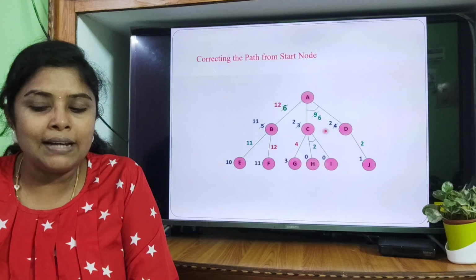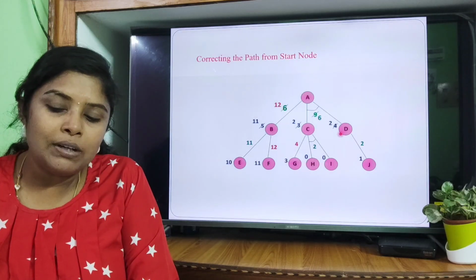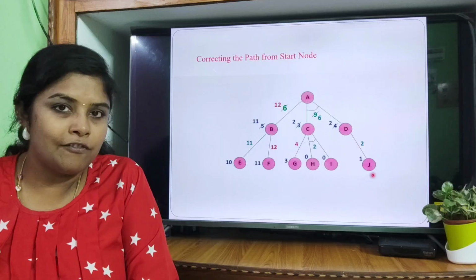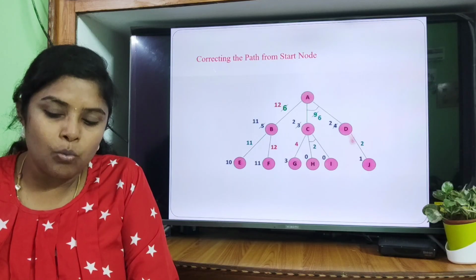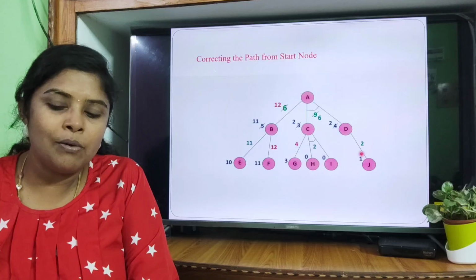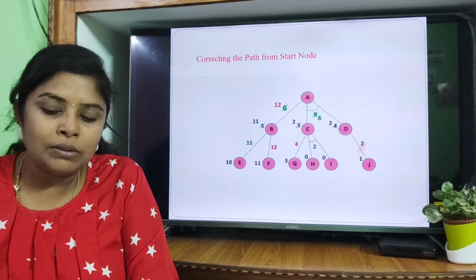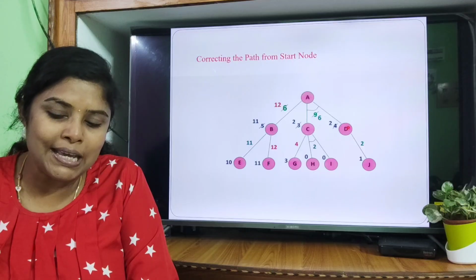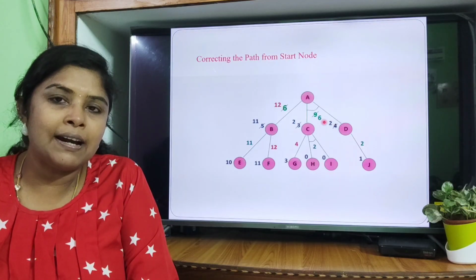Okay. And now let us see the D path. Now D has one successor J. So D to J, what will be the function f of n? It will be 1, which is the path cost, plus the heuristic value is also 1. So it will be 1 plus 1, which is 2. Now this 2 will get backtracked and passed on to the parent node D. So 4 is updated as 2.